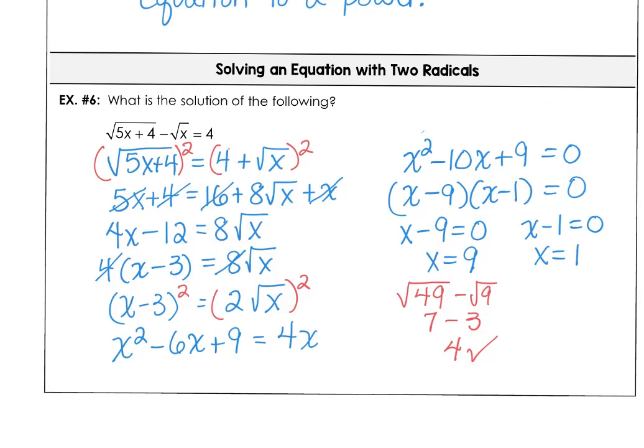Now when we try 1, 5 times 1, that's 5, plus 4, that's 9, and the square root of 1, and we want to know, is that equal to 4? So 9 minus 1, square root of 9 minus square root of 1 is 2, and that's not equal to 4. So x cannot be 1. x can only be 9, and 1 is extraneous. So x equals 9 is our solution.